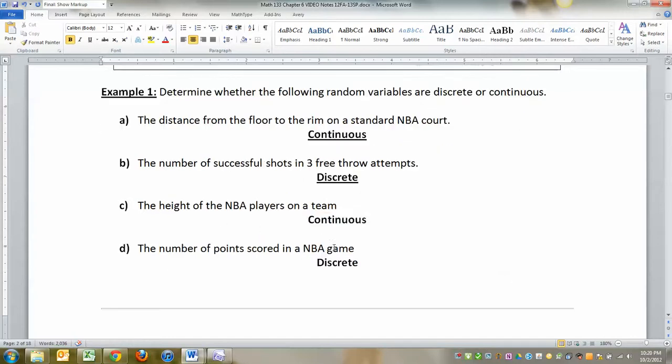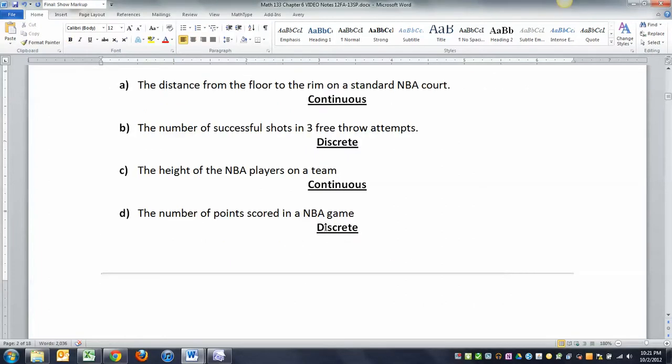All right, what about the height? It's like I planned this. I didn't even look down, but the height of the NBA players is continuous, right? You can get more decimal places if you just had a fine-tuned enough measuring stick, right? Whereas the number of points they score better be discrete, right? Otherwise, somebody's doing something funny with the math, right? You got to have 100 points or 101 points. You can't have 100.23 points, okay?